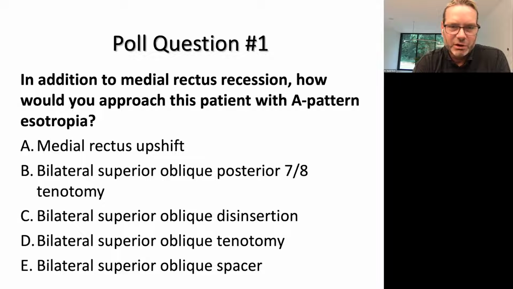Based on what you just saw, obviously this patient needs a medial rectus recession for the 30 prism diopters of esotropia, but how would you approach this patient's A pattern? What are you going to do to collapse the A pattern? Are you going to do a medial rectus upshift and just avoid the obliques altogether? Are you going to do bilateral superior oblique posterior 7/8 tenotomy? So not a complete tenotomy, but just the posterior 7/8 or tenectomy.